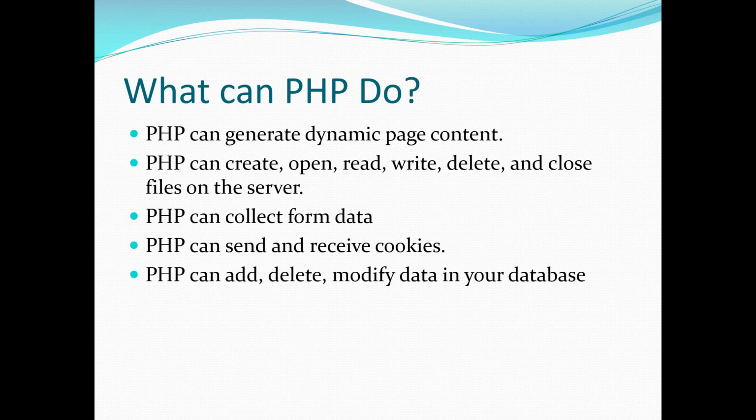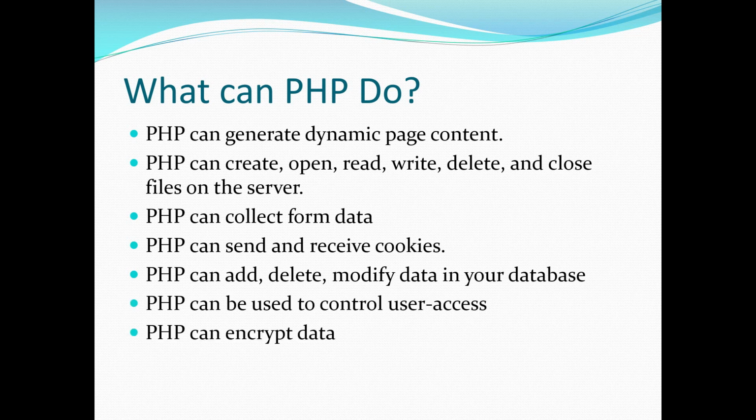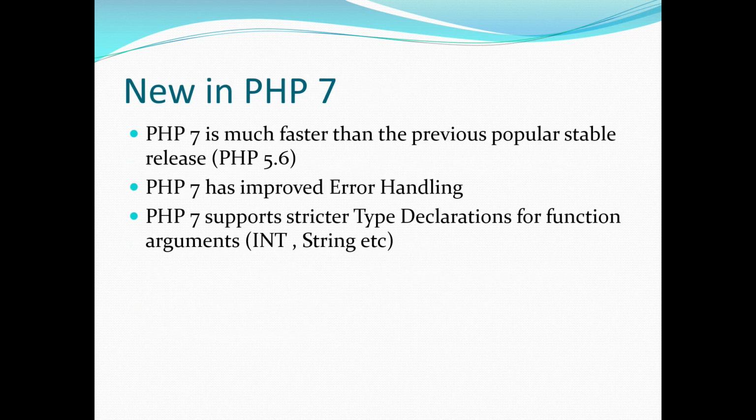PHP can add, delete, and modify data in your database. PHP can be used to control user access. PHP can encrypt data. The latest version is PHP 7, and PHP 7 is much faster than the previous popular stable release, PHP 5.6. PHP 7 has improved error handling, and it supports strict type declaration. For example, if we declare a variable as integer data type or string data type, and so on, in PHP 7 we can declare that this variable is an integer and that variable is a string. In previous versions we cannot declare the variable data type. We will talk about it in a later slide.